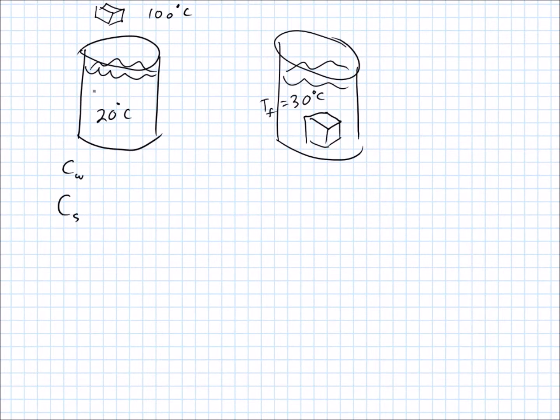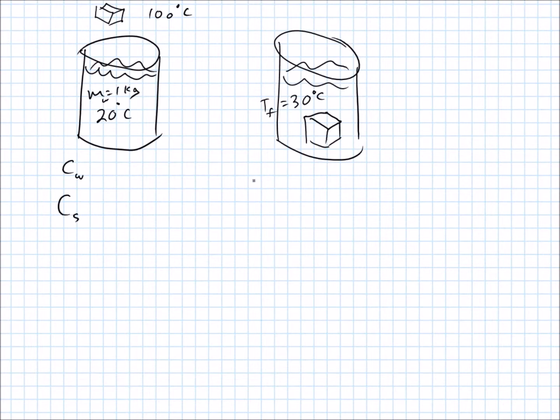And we'll say that I had a mass of, just for simplicity's sake, 1 kilogram of water when we started this. So we're dropping in a piece of steel. We know the temperature, we know how much water we have, and we know the temperature of the water. We also know the final temperature of the system. We should be able to figure out the mass of the steel from this.